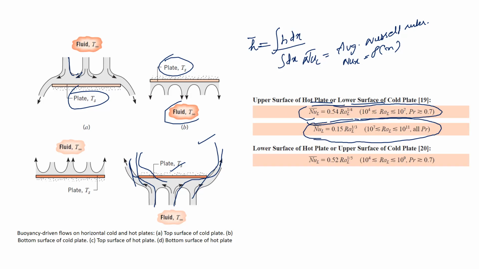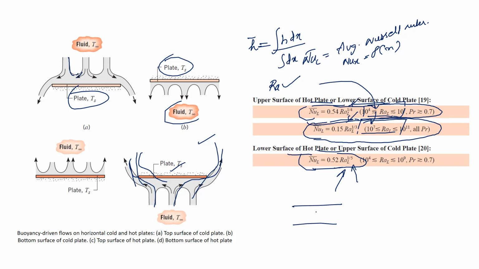for different ranges of Rayleigh number. So first you need to identify what is the Rayleigh number for the configuration, and identify this, then come to the correlations. Okay, similarly, these are the correlations that are obtained for the lower surface of the hot plate. So for different surfaces, we have to apply different correlations. So please note that. If the surface of the hot plate is facing downward, this is different. If the hot surface of the plate is facing upward, it's different.